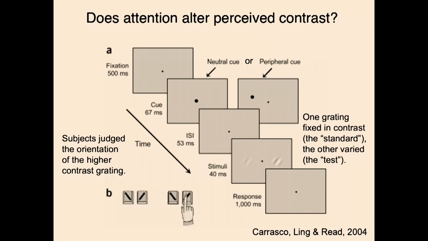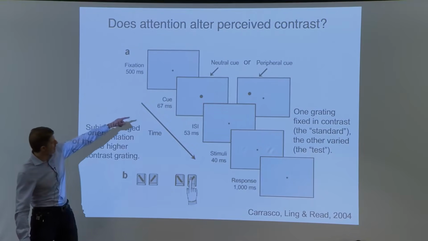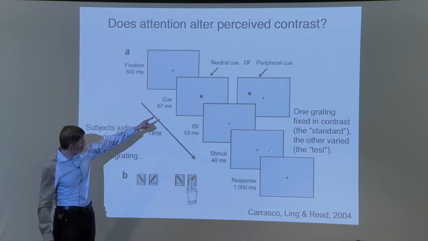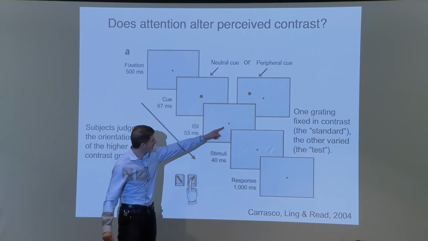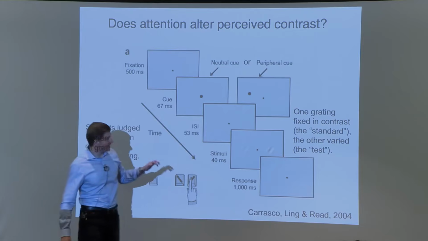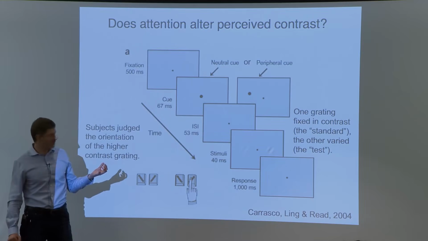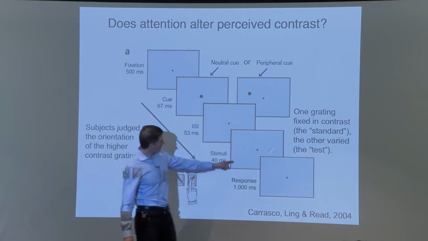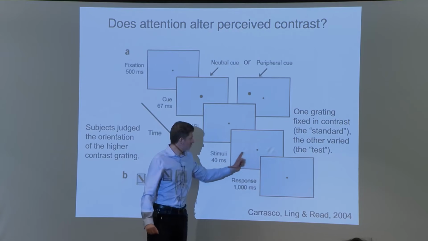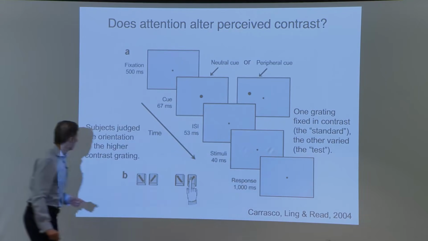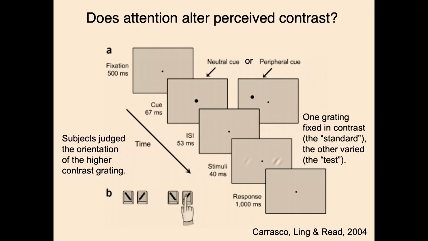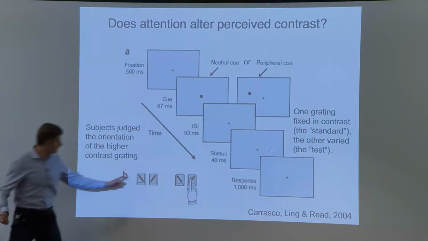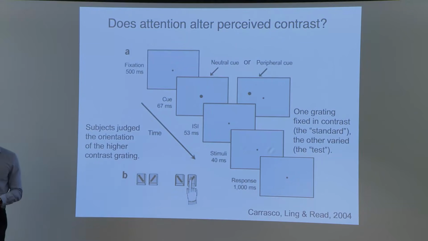So here's the sequence of things that happens on a single trial. You start out fixating, and then there's a cue, and the cue can either be neutral, which means that it's at fixation, or peripheral, meaning that it will be at a location of a subsequent stimulus. Then you get the stimulus display, which consists of two gratings. The task is to judge the orientation of the grating that is higher contrast, and then you press a key to indicate what the orientation is.